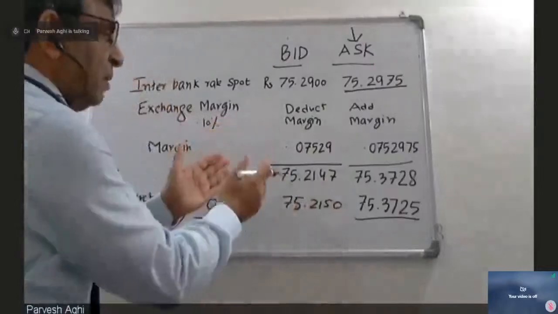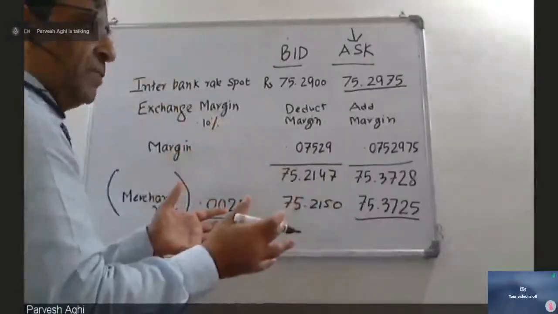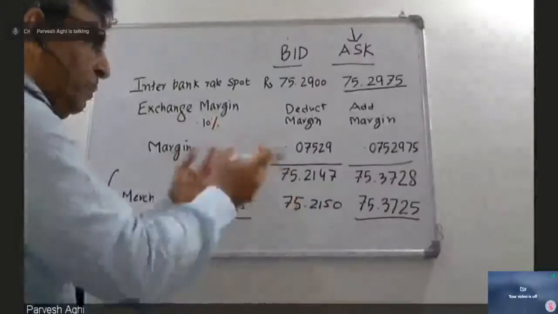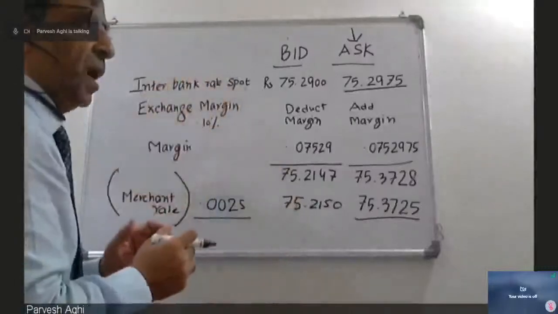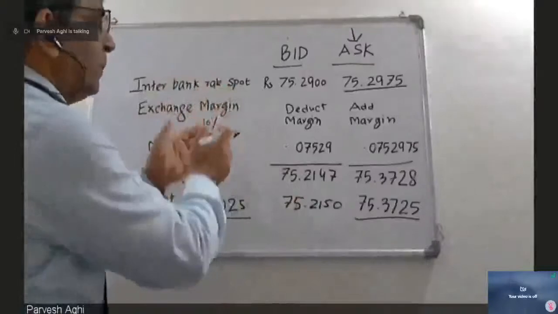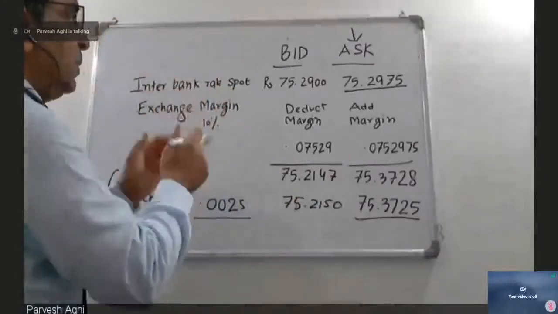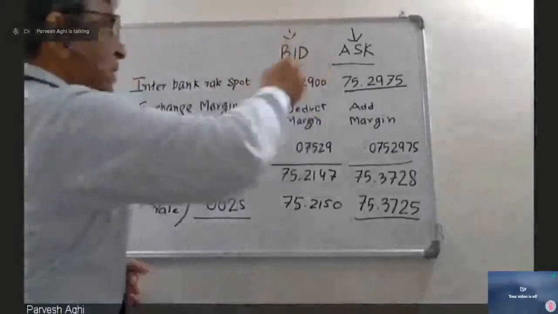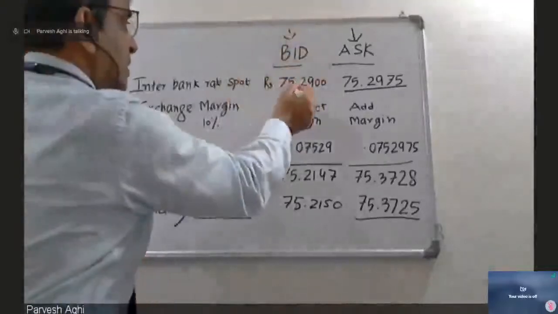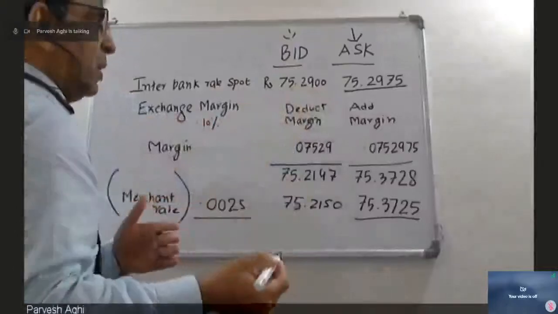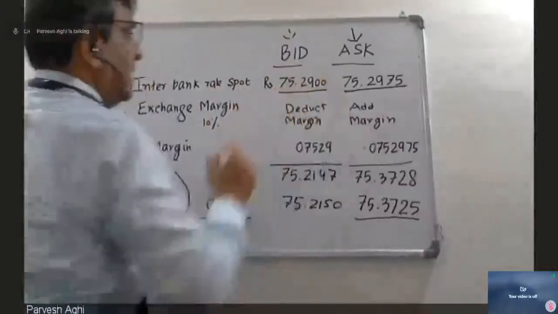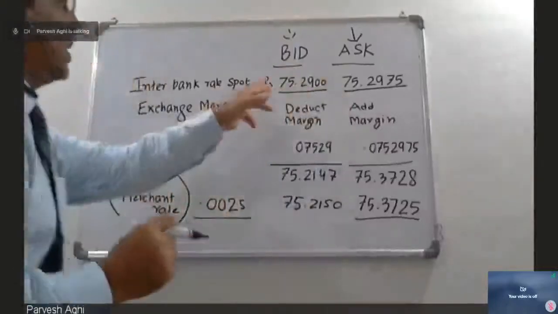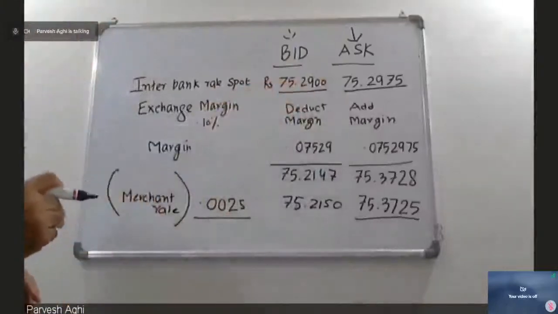Now the bank can't keep the dollar with themselves. So they will buy from you and immediately sell it to the interbank market. So they will look at the price in the interbank market, because they want to sell the dollar. So this is basically the bid price of interbank with the other bank. At this price, they are going to sell the dollar. So they find that they can sell this dollar, which they are going to buy from you, at 75.29 paisa.